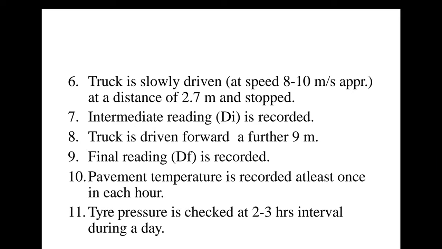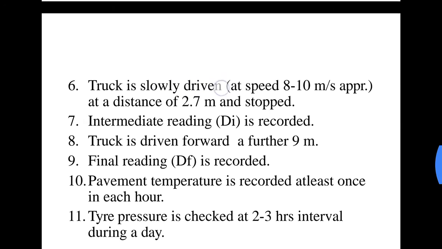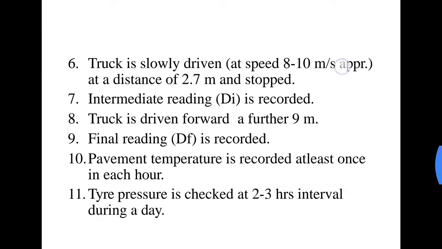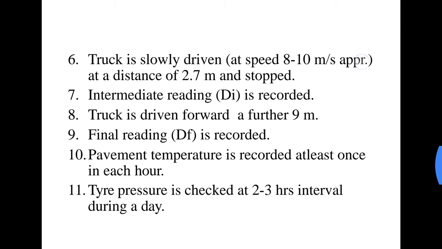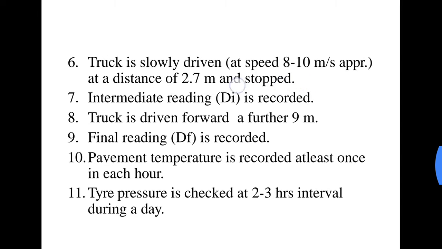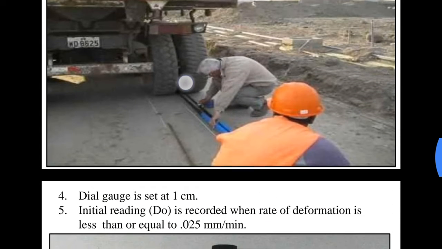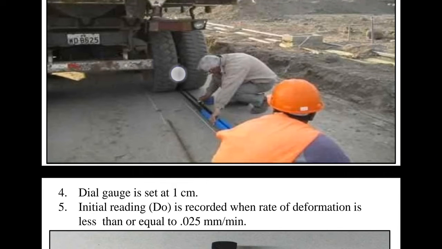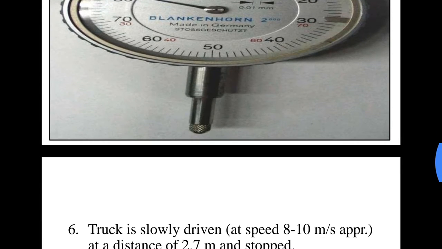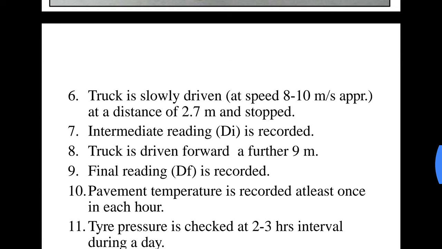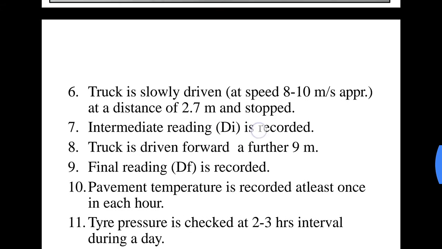Then you need to move the truck. The truck is slowly driven at a speed of 8 to 10 meters per second approximately, to a distance of 2.7 meters, and then it is stopped. First it was at 0 chainage, then we move it 2.7 meters forward, and at the same spot we take the other reading, Di.